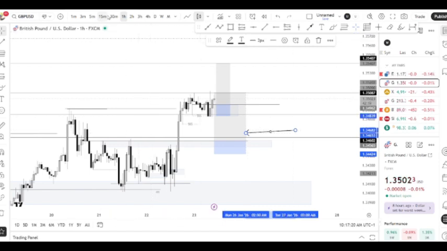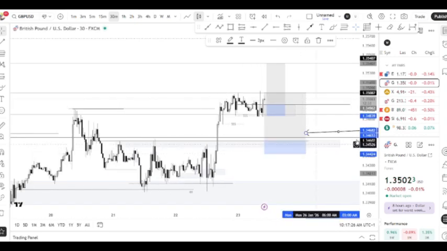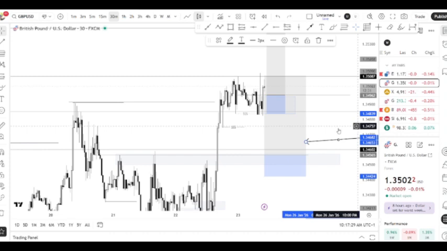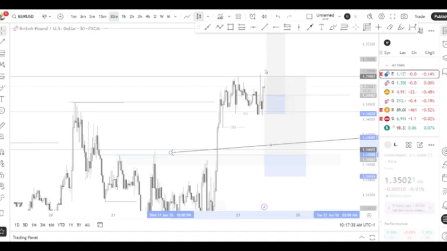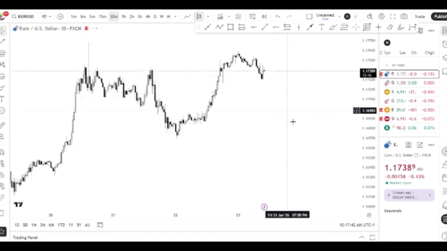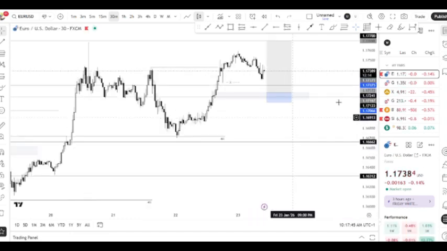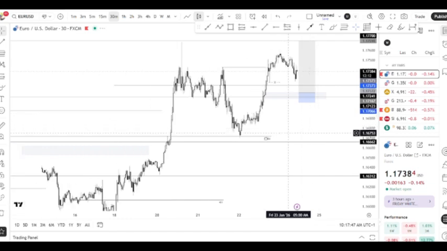Okay, if you go to, let's use 30 minutes, you will see it more clearly. You see, this is a very big imbalance. I just mark this candle. This is a very simple trade, a very simple trade. So this first place is my first entry and this is my second entry. If you are risking 1%, you divide it into two. Risk half here and risk the other half here.